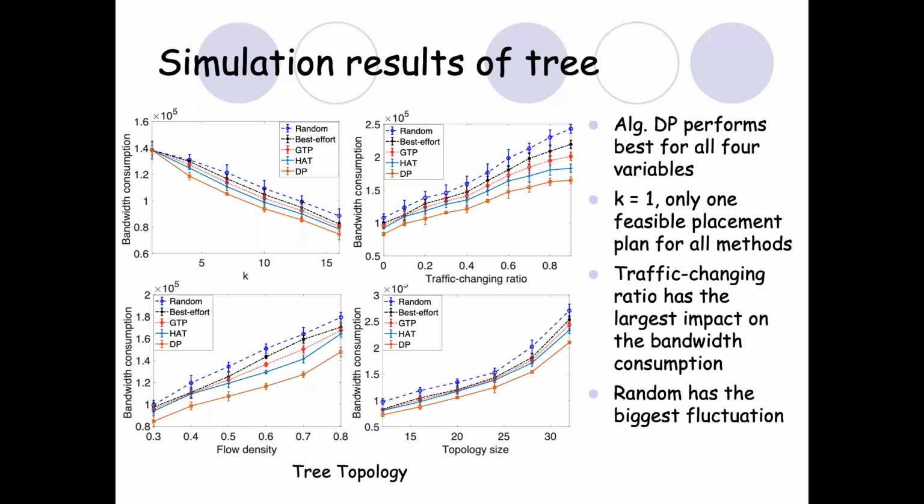And here are the simulation results for trees. We found that our algorithm DP performs best for all of our variables. When K equals 1, there is only one feasible placement plan for all the methods. The traffic changing ratio has the largest impact on the bandwidth consumption. And we found that the algorithm random has the biggest fluctuation during the changing of variables.